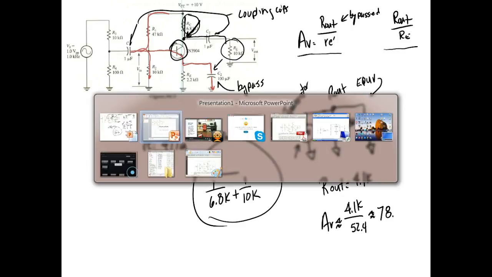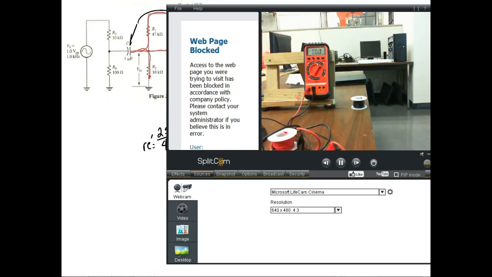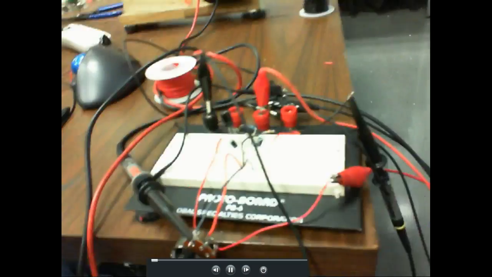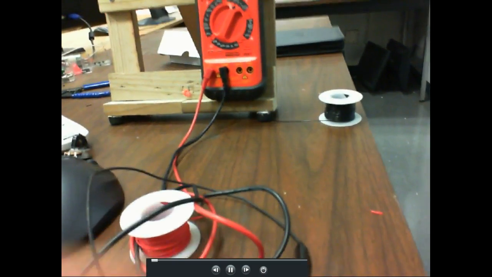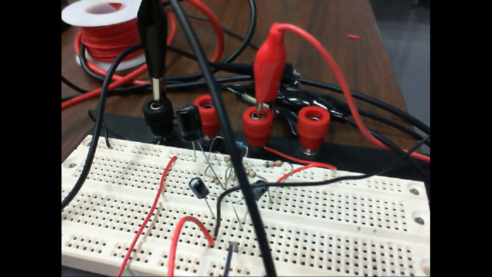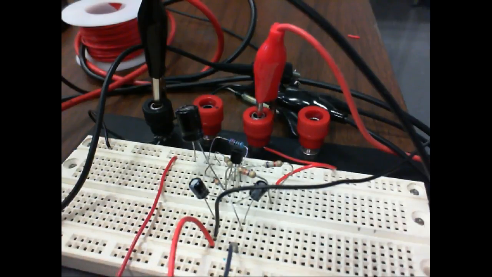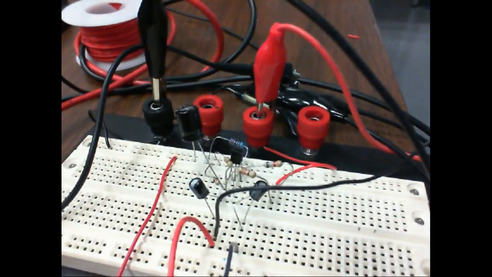I don't know why I lost my full screen. Oh, I know I did. So here's my circuit. You can see we could spread it out. I guess I should have, but this made it a little easier to see. Here's my transistor. This is a 2N3904. It's an NPN transistor. It's got a typical beta of around 100.